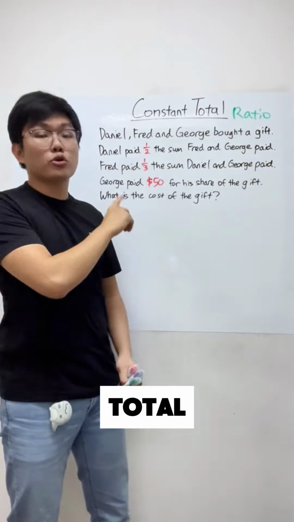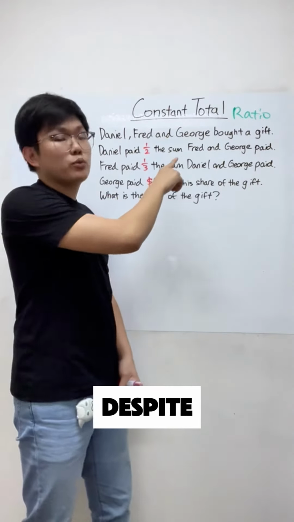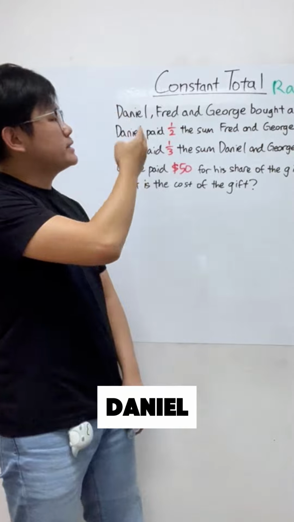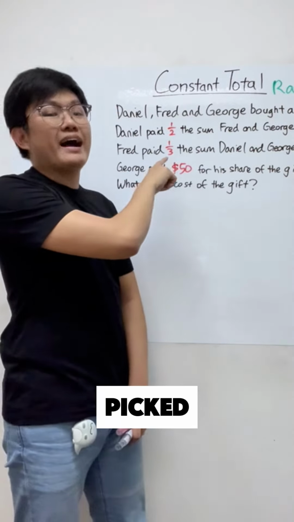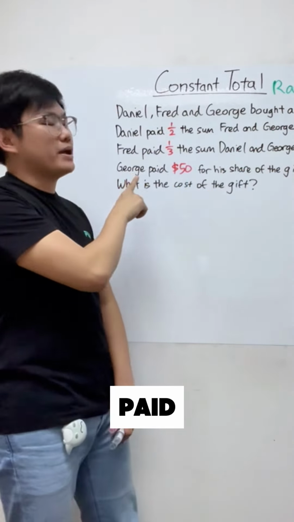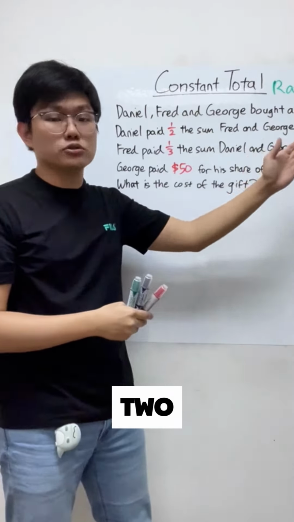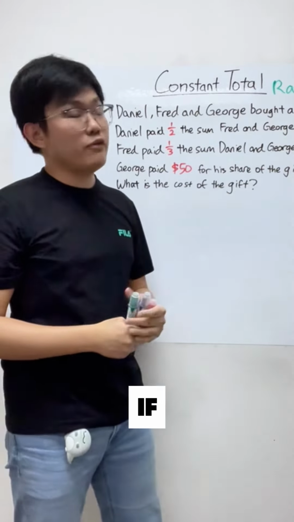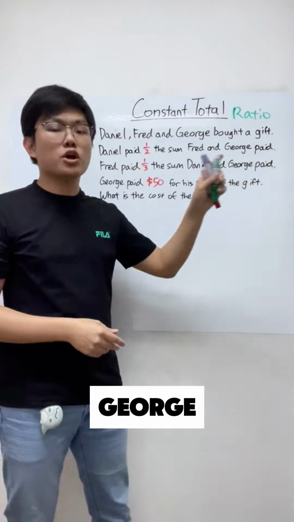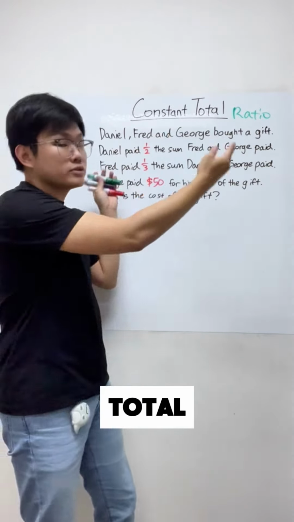This means that we have a total value that remains constant despite whichever part of the question we are talking about. Daniel, Fred and George all bought a gift. Daniel paid half of Fred and George, while Fred paid 1/3 of Daniel and George. We notice that we are actually comparing one person to the other two. If we can compare Daniel to Fred and George, we can actually compare Daniel to the total sum of money as well.